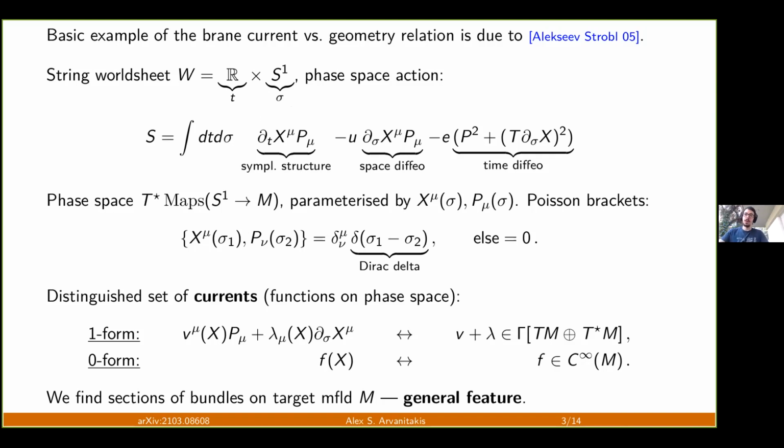it's good to organize the functions on phase space in terms of degree, in terms of differential form degree. So if you organize them, and because S1 is one-dimensional, you get just one forms and you get zero forms. So if you look at the one forms, every such current corresponds to a section of T plus T star, where V is the vector and lambda is a one form. And at zero forms, you just get things that correspond to functions on the target space M, where M is the space where the string is propagating. And in fact, this is a feature which will persist when we discuss higher branes, when I outline how higher branes work.